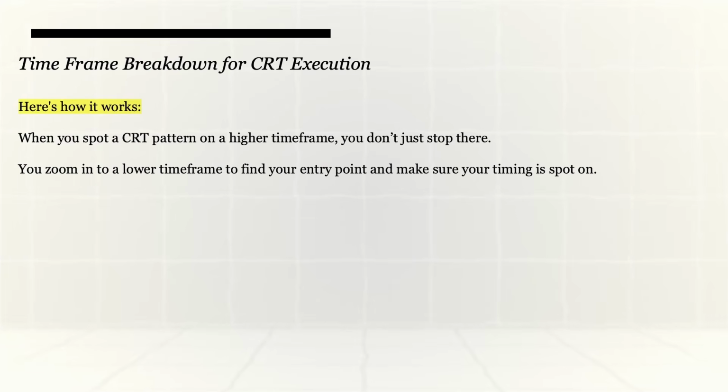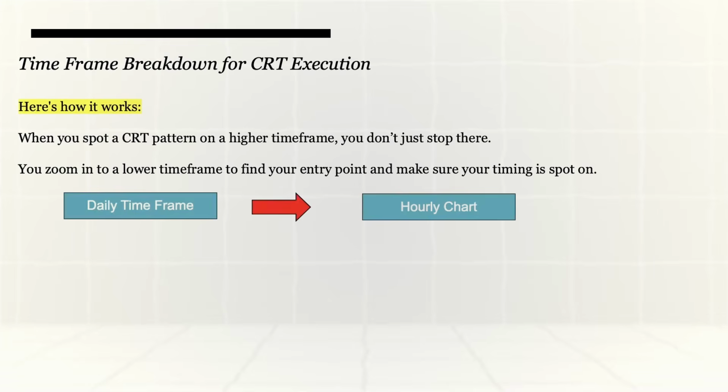Precision in execution depends heavily on how you align your time frames. When you identify a CRT structure on a higher time frame, the process doesn't end there. Instead, you transition to a lower time frame to fine-tune your entry and optimize timing. For instance, if a CRT setup appears on the daily chart, you would typically use the hourly chart as your execution time frame to pinpoint a more precise entry location. Why is this important? Because the hourly chart reveals the internal structure of price action within the broader daily range, allowing you to fine-tune both entries and exits with greater precision.